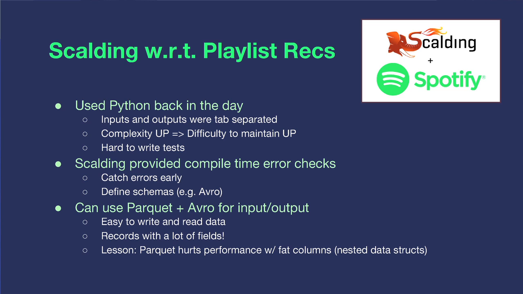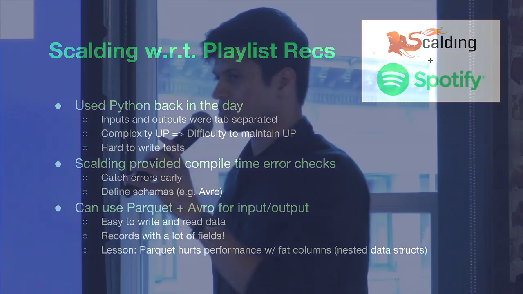With respect to playlist recs, we used to use Python back in the day before we switched to Scalding, and that posed a lot of problems. Primarily, our inputs and outputs were tab separated or in JSON format, and you can clearly see that that's probably not going to scale as the complexity of your jobs goes up. You'll have to keep track of your schema changes. You'll have to keep track of where the items are, and just catching errors early is something that Python cannot give you. And then it's also hard to write tests because Python didn't really have a robust and strong testing framework for MapReduce jobs as Scalding does.